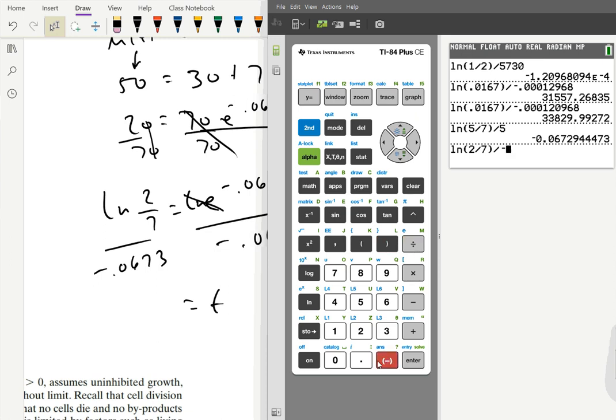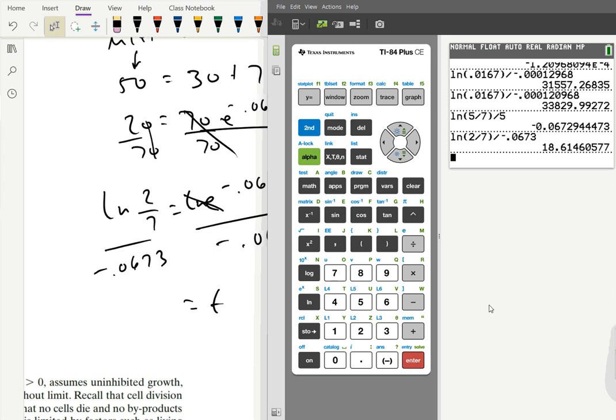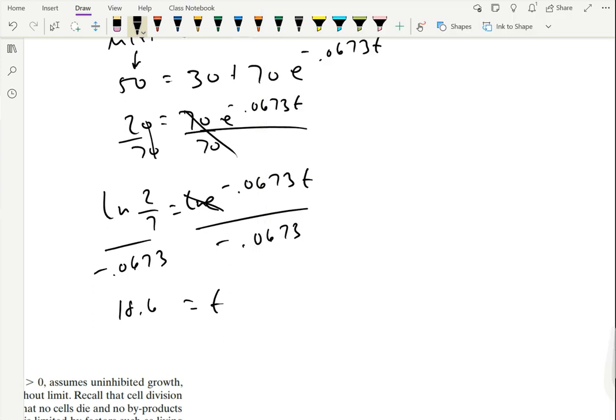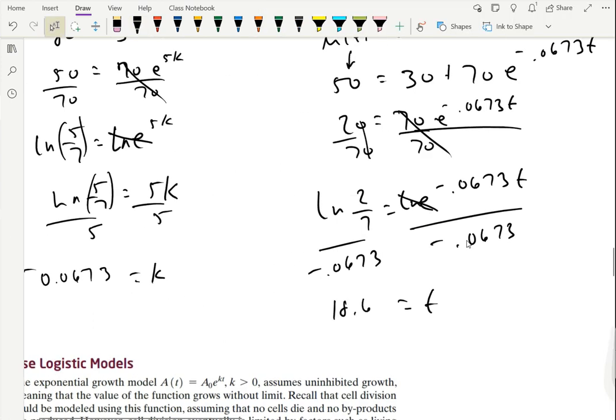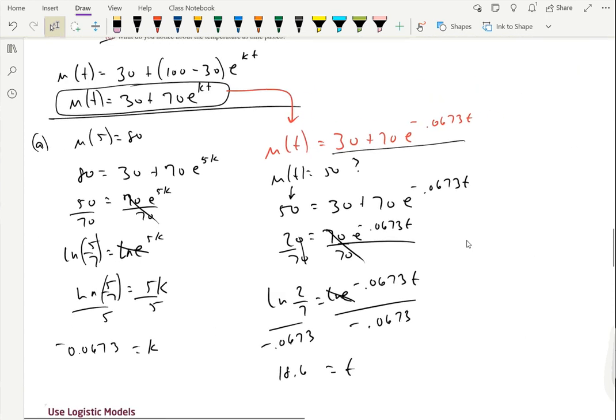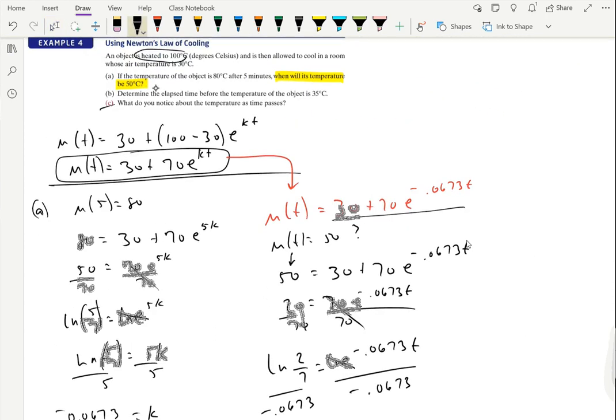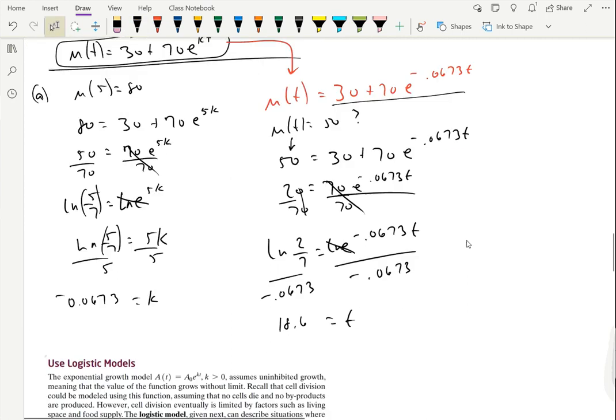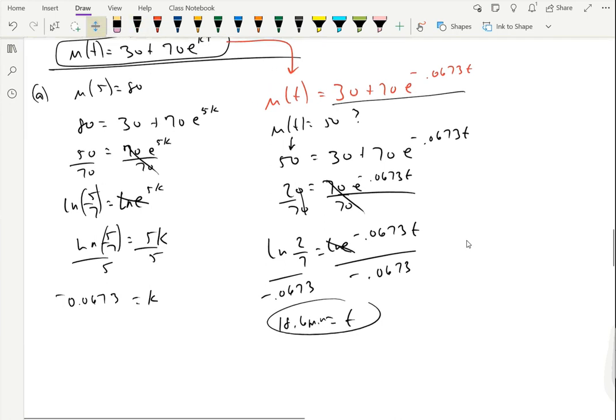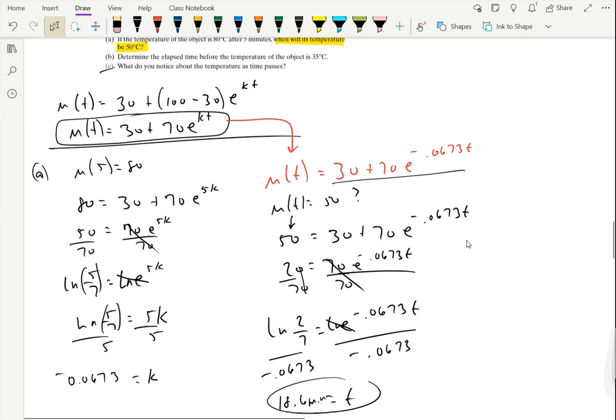and we'll divide by negative 0.0673, and we'll end up with, let's see, 18.6. Close my calculator out there so we can see what we have. So that was, let's see, 18.6 is how long it takes for our temperature to drop to 50 degrees. And time here is in minutes, so this is 18.6 minutes. That's how long that would take to drop down then to 50 degrees.